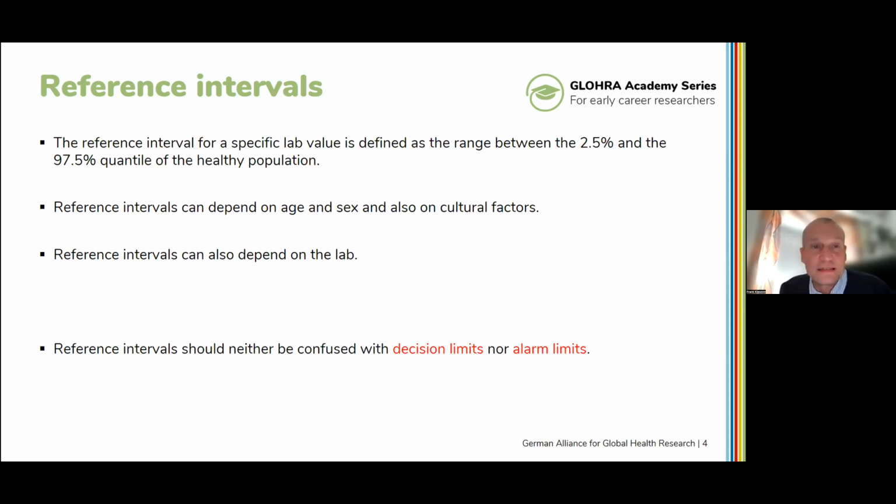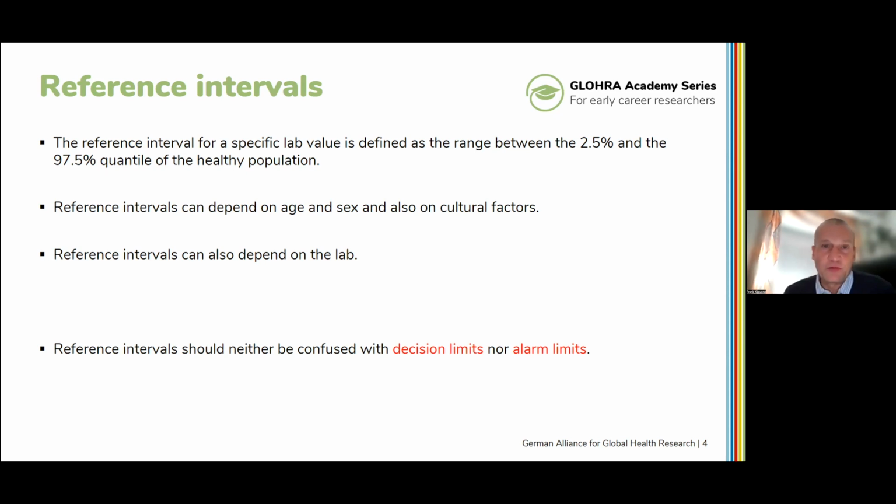So reference intervals, you might wonder how this normal range is defined. The reference interval is defined as follows: if you take a healthy population and order the values, you cut off the lowest 2.5% and the highest 2.5% of values, and this is the reference interval. This is how it is defined.